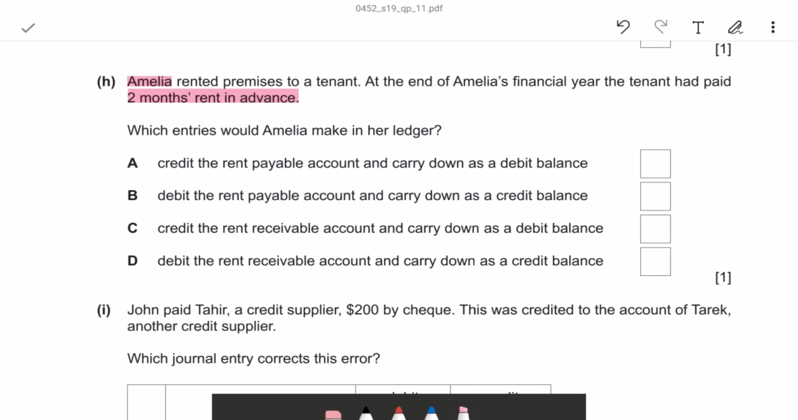The first, credit the rent payable. It is not a rent payable account, so A and B are not the correct answers. It is a rent receivable account. So credit the rent receivable account and carry down as a debit balance? No, it is not income. It is the liability of Amelia. So the correct answer is D. Debit the rent receivable account. She has to remove this money from the total rent receivable to the income statement and carry it down as a credit balance. Next question.